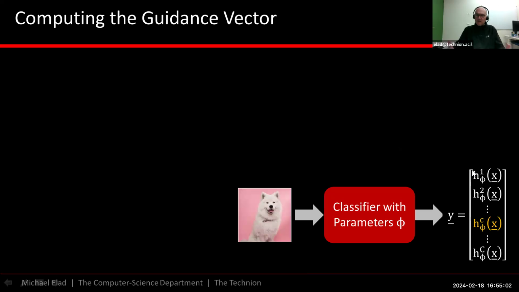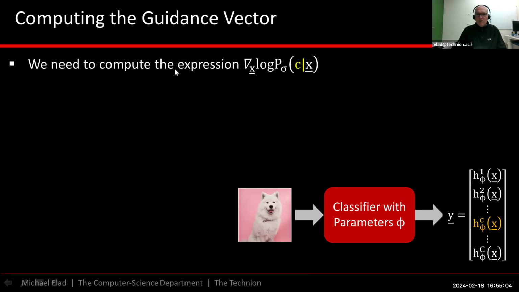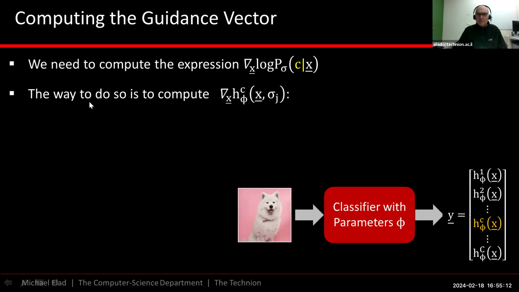So here is what we do now. Let's come back to our story. We need to come up with this grad log of p_sigma of c given x. What do we do? We take the logits in the proper class C, and we take a derivative of the output with respect to the input. Basically, we ask the image in the input, what should you do? How should you change infinitesimally in order to change the output at position C? Notice that there is no log, because the logit is already a log.